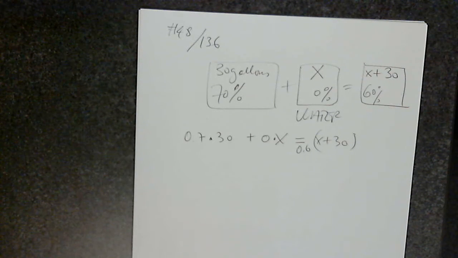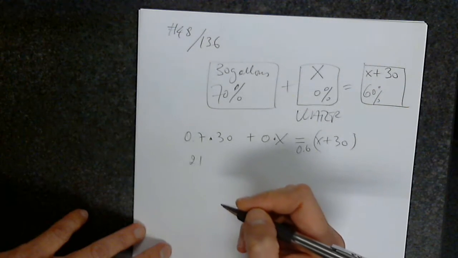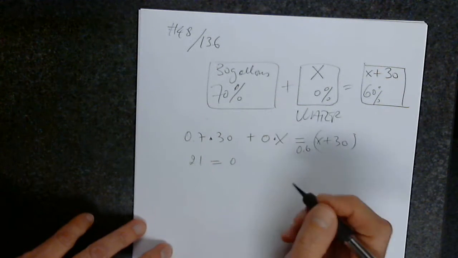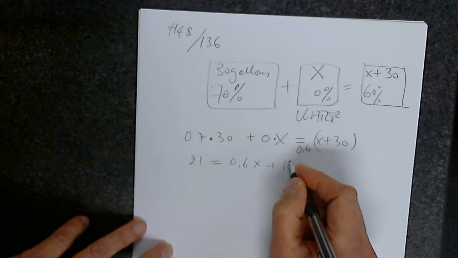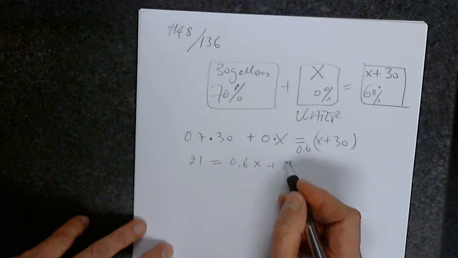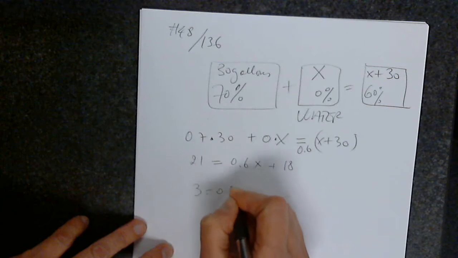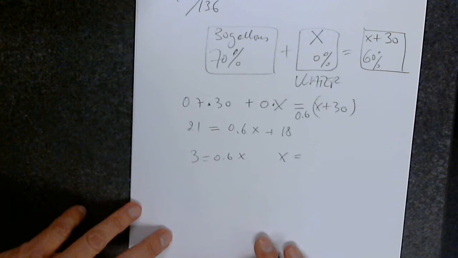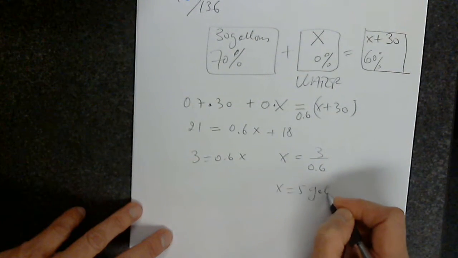Okay, ready? How much is 0.7 times 30? 21. Very good. How much is 0 times x? 0. Good. So 0.6 times x plus 18. No x. So I subtract 18 from both sides. So 3 equals 0.6 times x. Therefore, x is 3 divided by 0.6. So x equals 5 gallons.